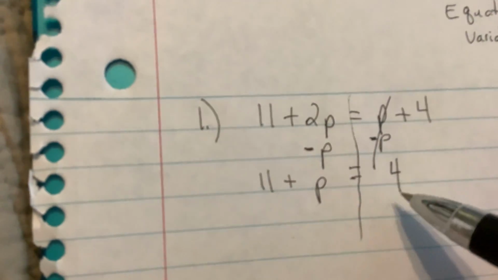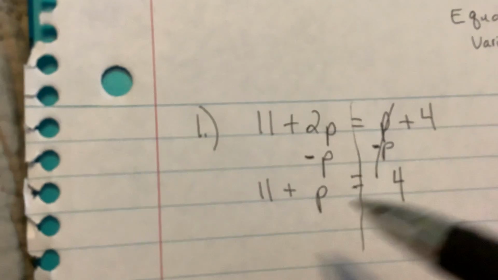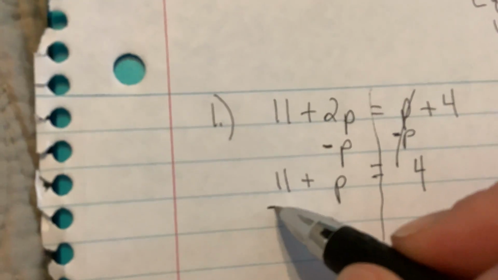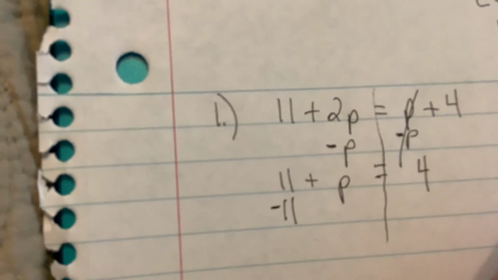So we've accomplished one thing already. We have moved the variable over here. Now all that's left over here is a number. Now we have a variable, but we have to isolate this. So we need to move this positive 11 by subtracting it.